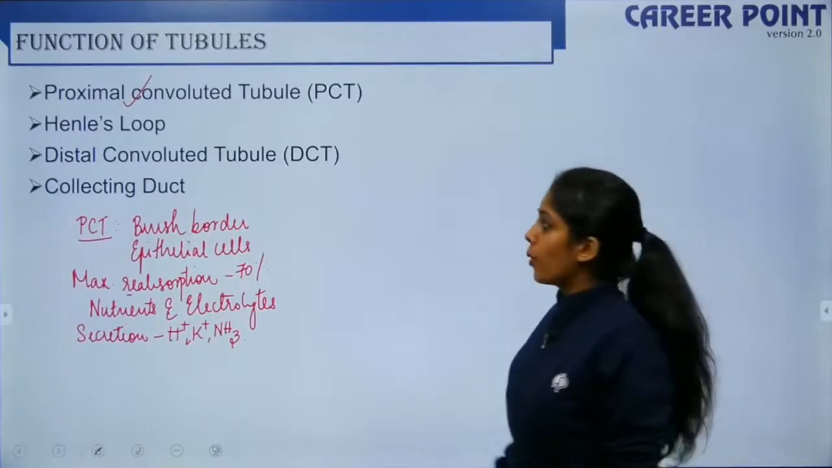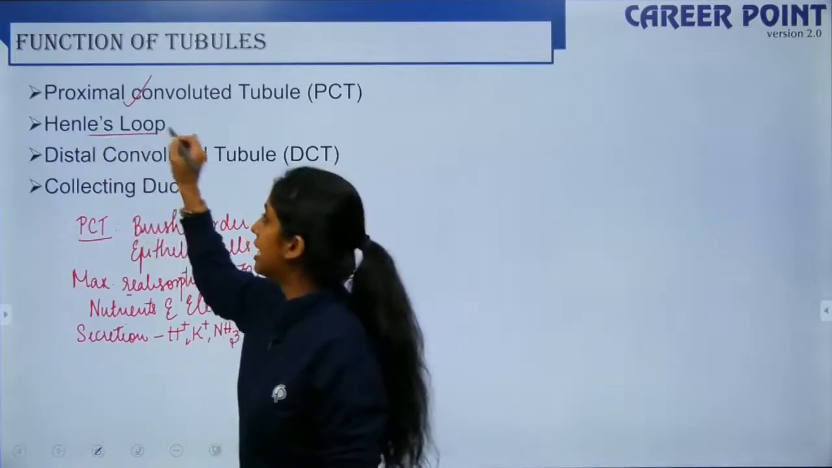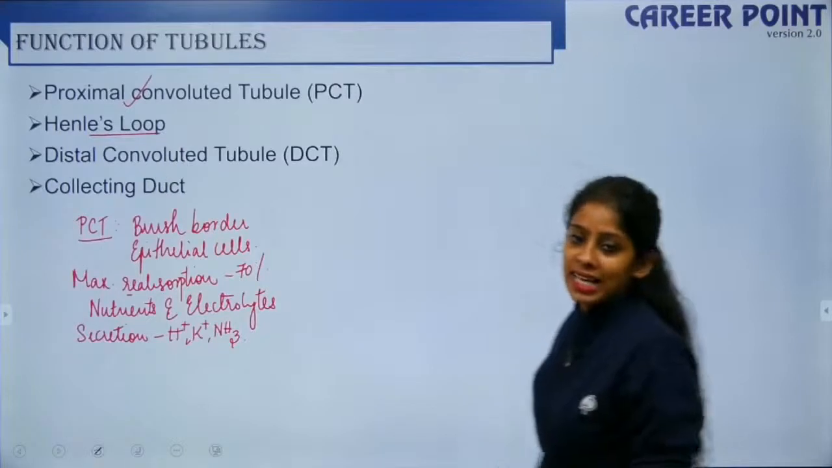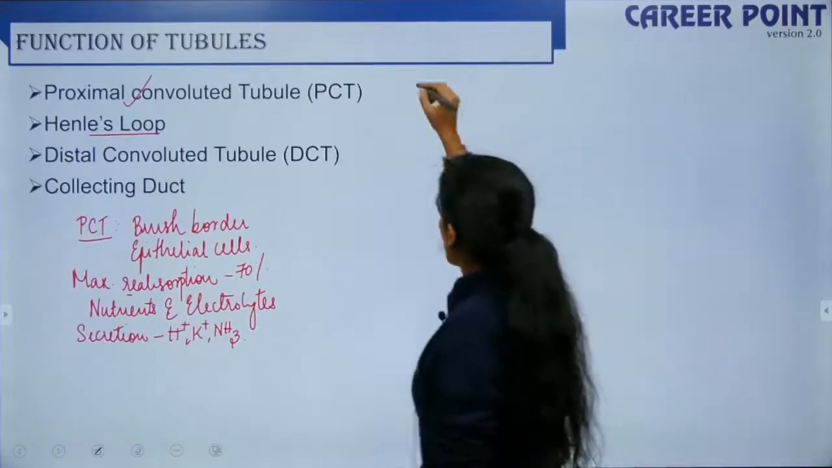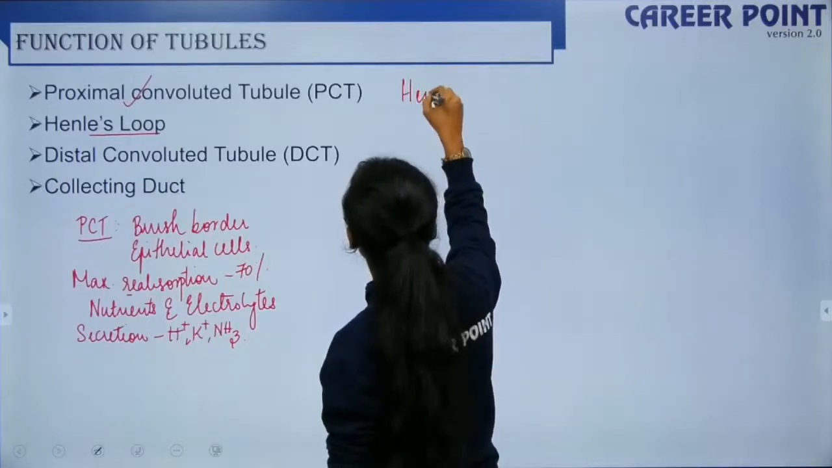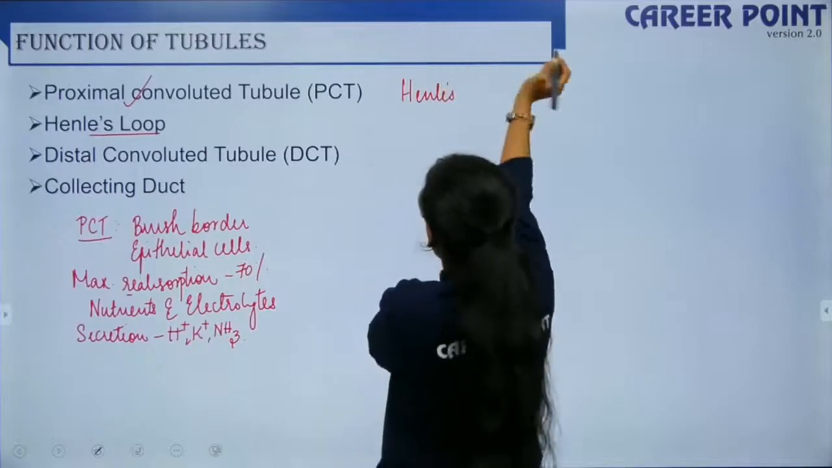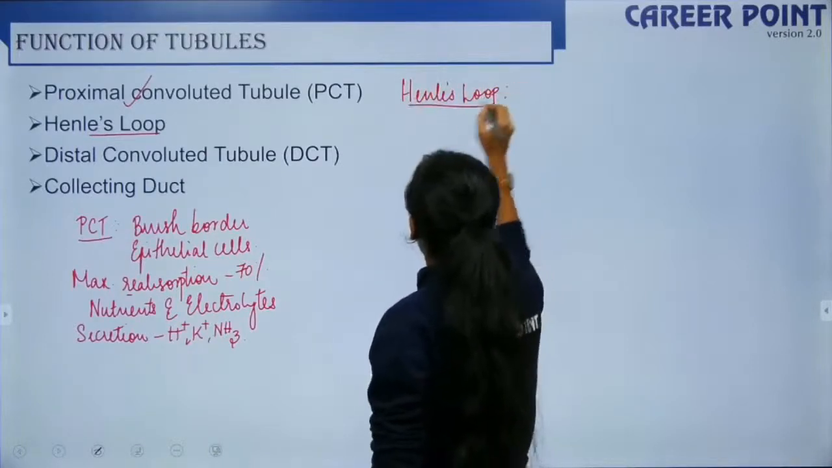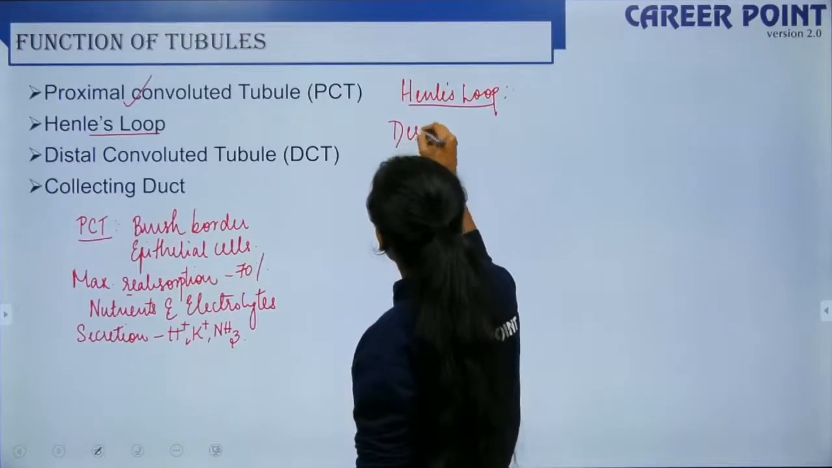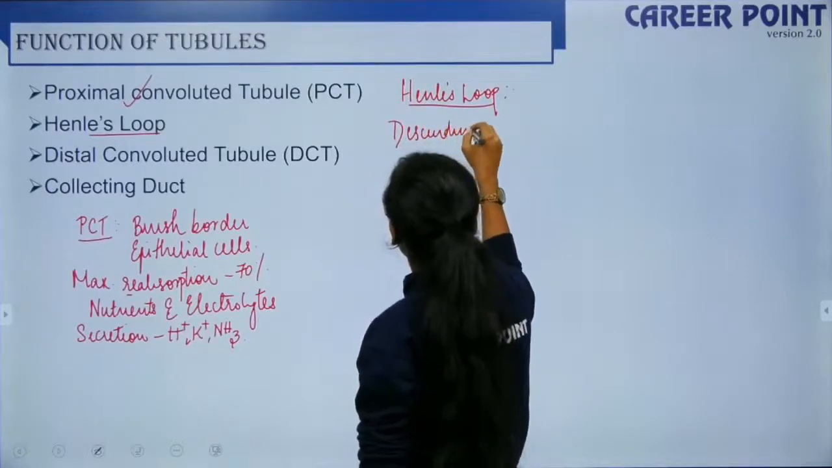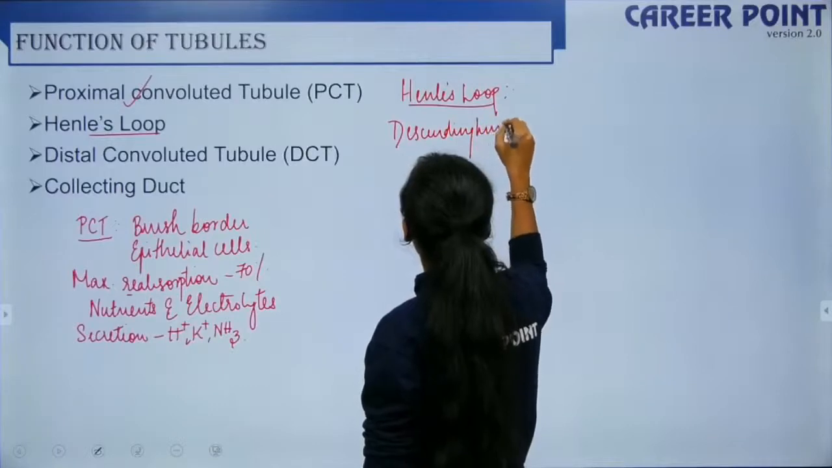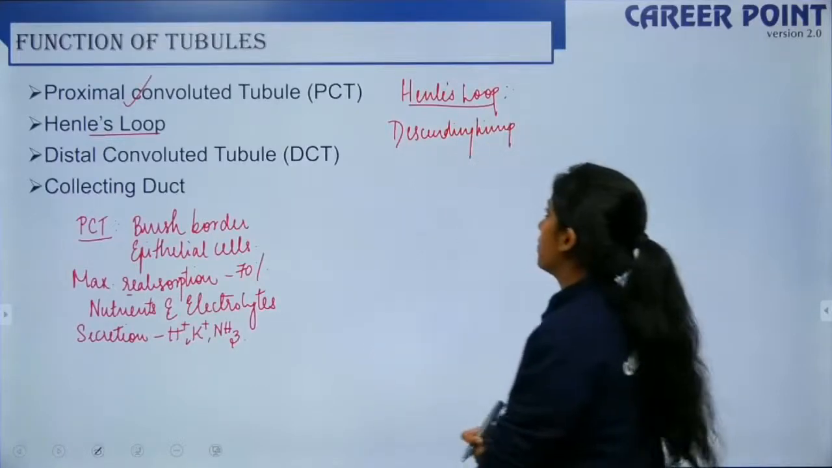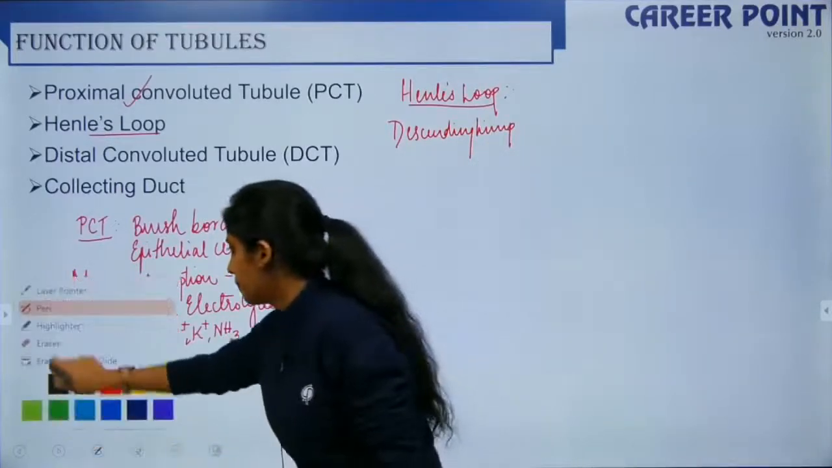So now we are coming to the most tricky one, Henle's loop. So what does Henle's loop have to say? So Henle's loop has two parts, right? So what are the two parts of the Henle's loop? So first we have the descending limb, and then we have the ascending limb, right? It's not lymph, it's limb.